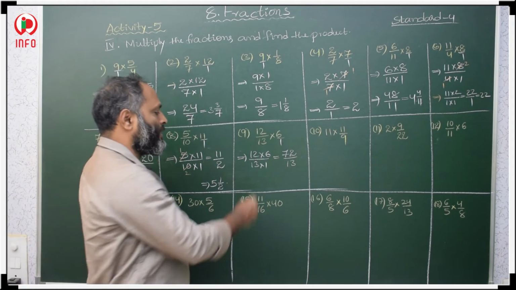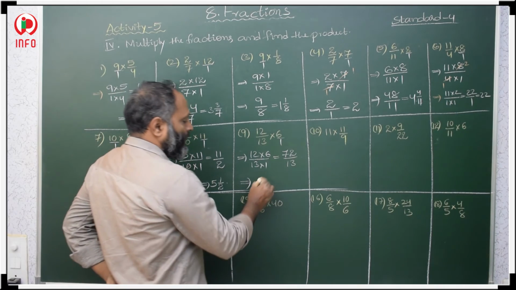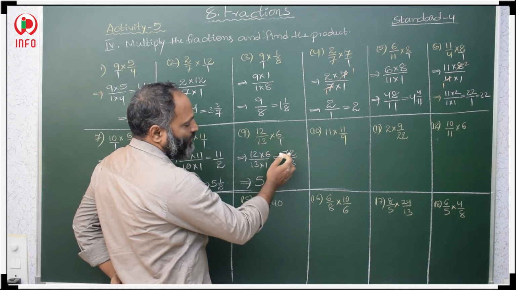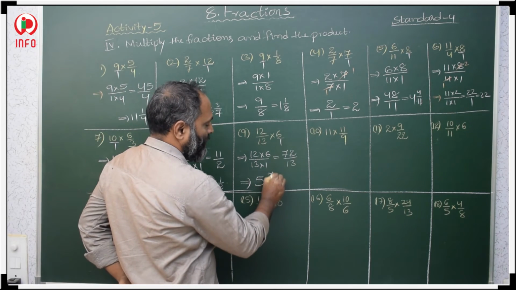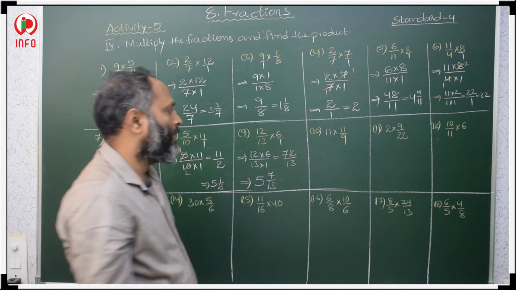Then this is an improper fraction, convert into mixed. 13 5s are 65. 72 is there, 7 left, 7 by 13. So 5 7 by 13.